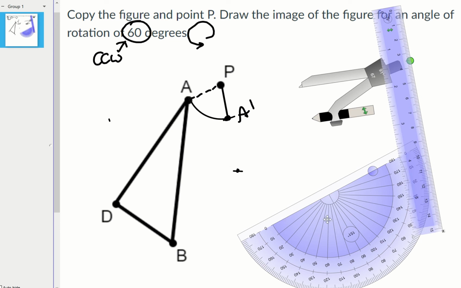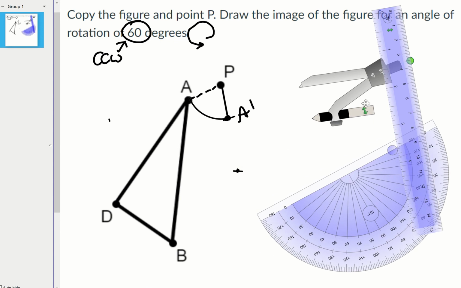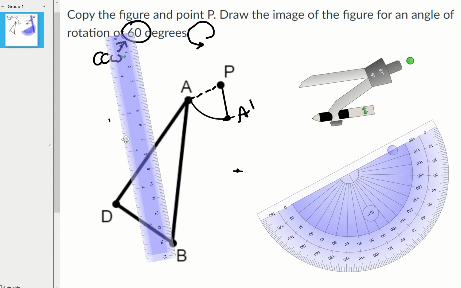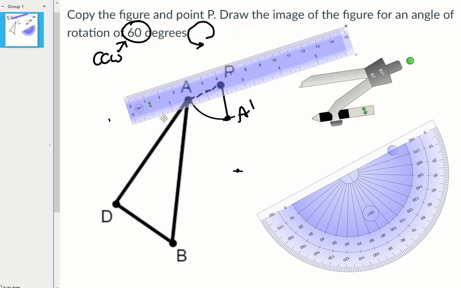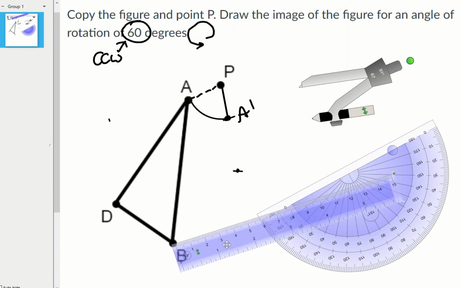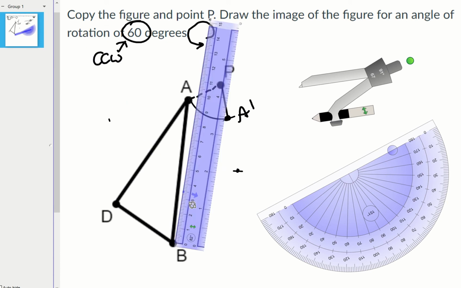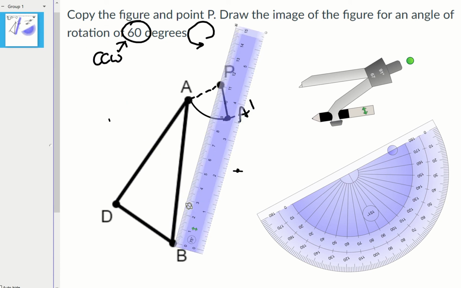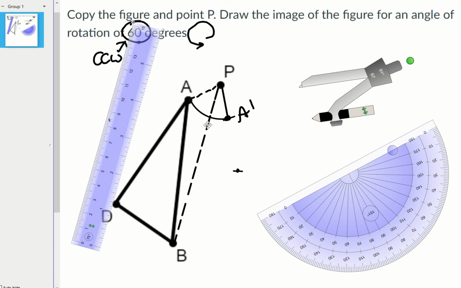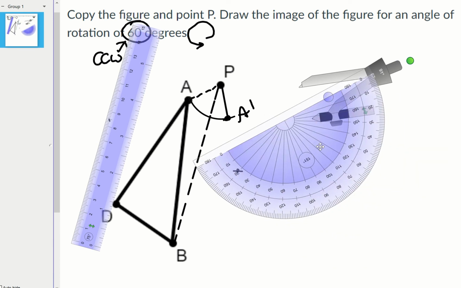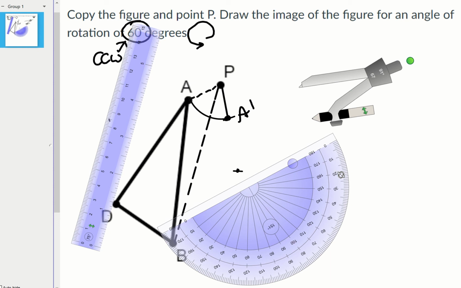And so we're going to repeat this process for B prime, for B and C. Okay, so first we're going to use our straight edge from B to P. Okay, then we're going to draw an arc, and this protractor has to line up.